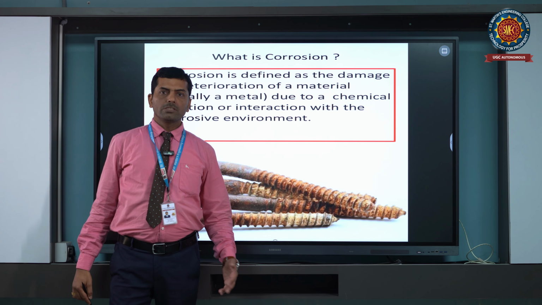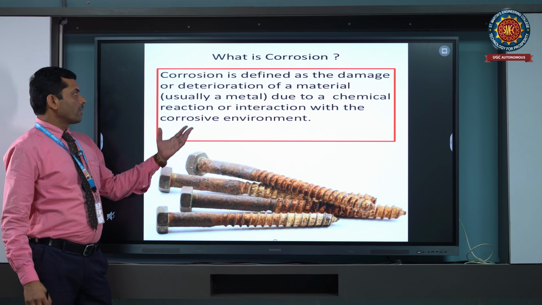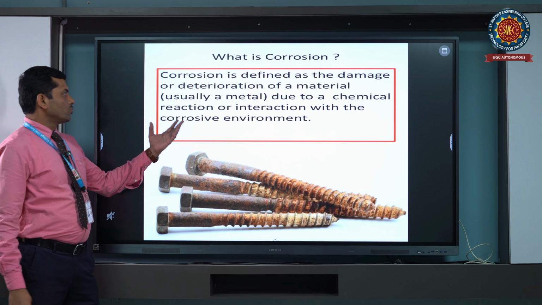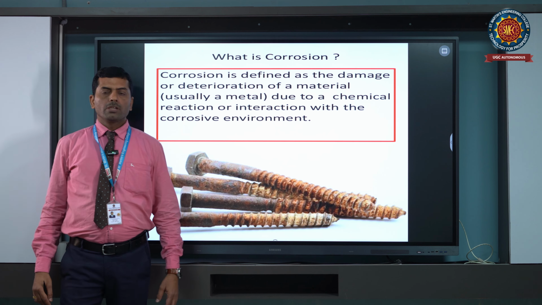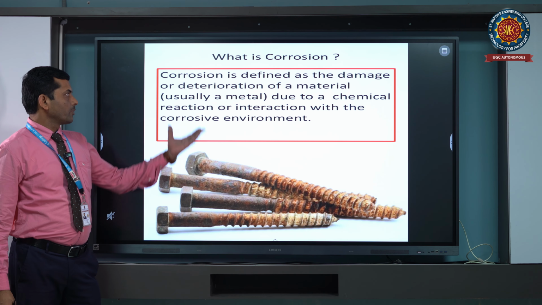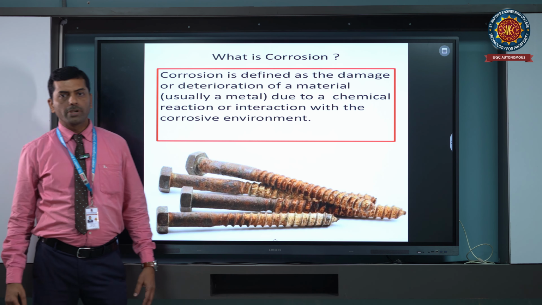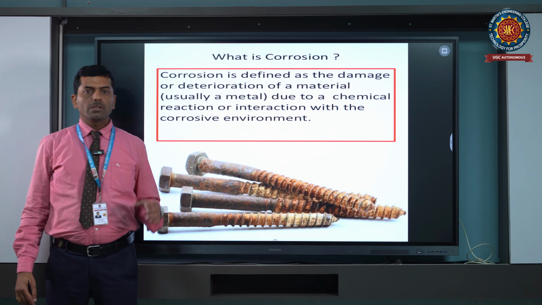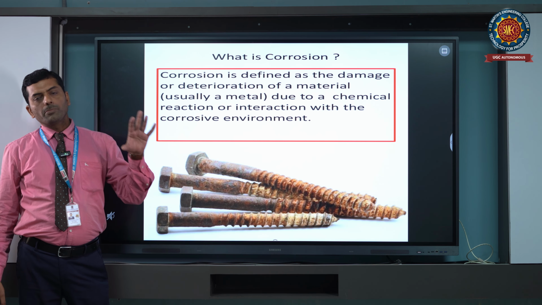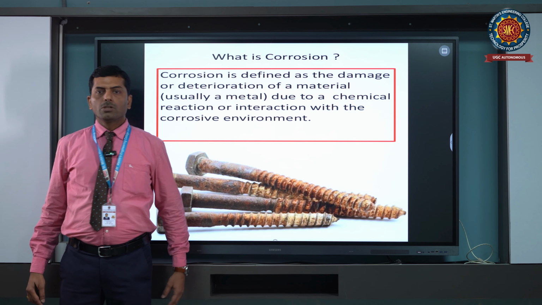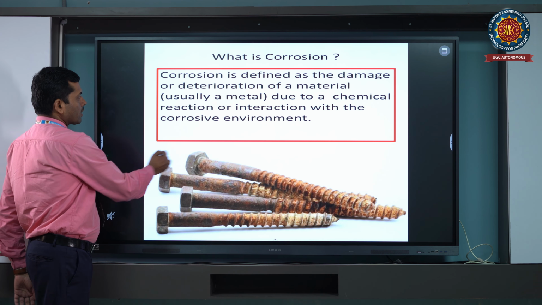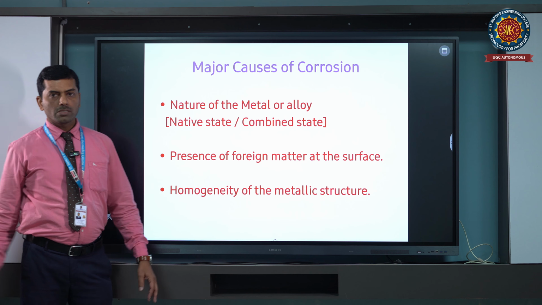Corrosion generally is defined as the damage or deterioration of a material, usually a metal, due to chemical interaction in the corrosive environment. When there is a chemical interaction of a material, usually a metal, there is a chemical deterioration where the metal is converted to oxide. In this way, we can know what the major causes of corrosion are.